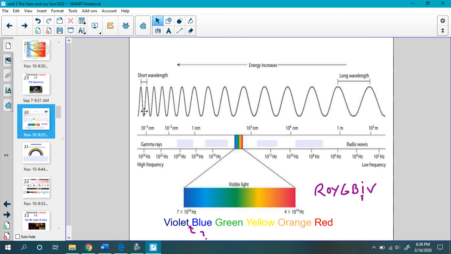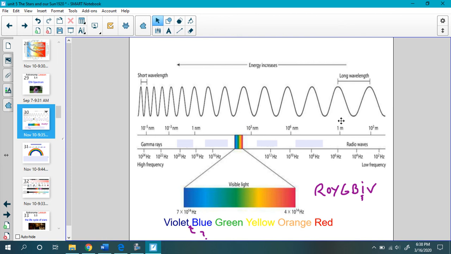So these gamma rays, lots and lots of energy, but very, very small living space, right? As you move across all the way to the long wavelengths, these ones are huge, like really, really big. So it doesn't seem like they're that far apart. You're like, oh, what's the big deal? 1,000 meters. So that's tall. That's very, very tall. That's a really long amount of distance.